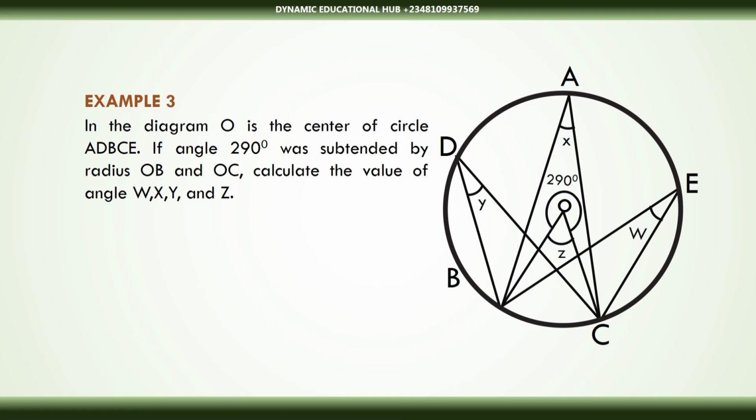The third example in the diagram: O is the center of circle ADBCE. This is circle ADBCE. The angle 290 degrees is subtended by radius OB and OC. Now look at the 290 degrees that is given to us; it is outside like this. Calculate the value of W, X, Y, and Z.